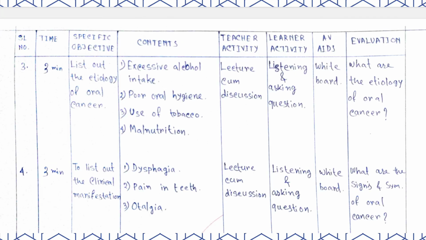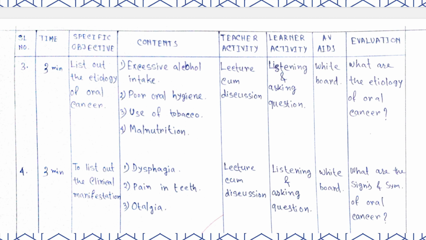Then third point, specific objective: list out the etiology of oral cancer. Content: excessive alcohol intake, poor oral hygiene, use of tobacco, malnutrition. Teacher activity, lecture cum discussion. Learner activity, listening and asking questions. AV aid, whiteboard. Evaluation: what are the etiology of oral cancer?